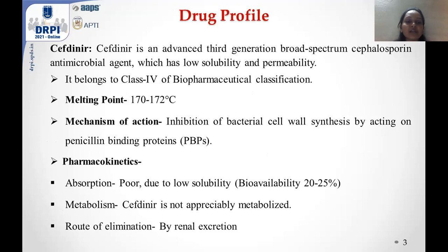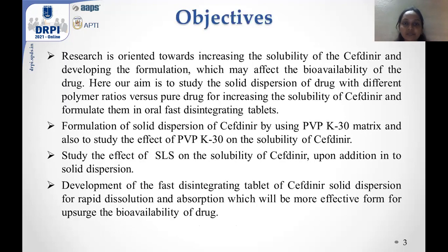This is the drug profile of the drug cefdinir, which is basically used in this project work. Cefdinir is an advanced third generation broad spectrum cephalosporin antimicrobial agent which has low solubility as well as low permeability. So it basically belongs to class 4 of the biopharmaceutical classification. Its melting point is 172 degrees centigrade. Its mechanism of action is to inhibit the bacterial cell wall synthesis by acting on the penicillin binding proteins, and this is the pharmacokinetic profile of this drug.